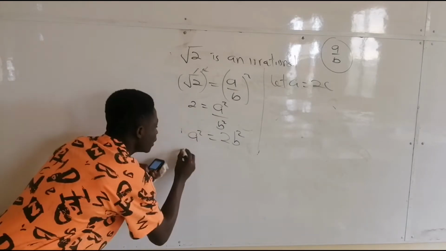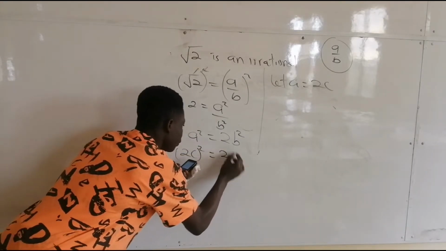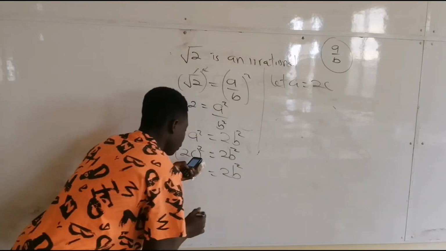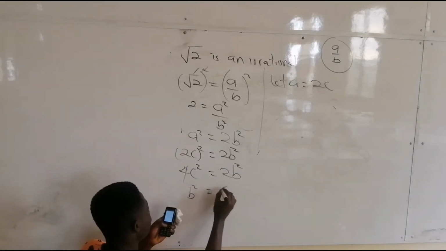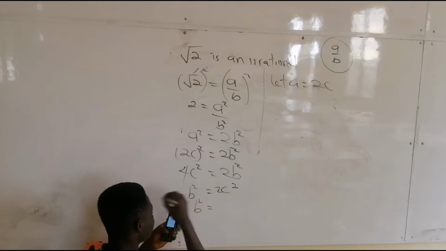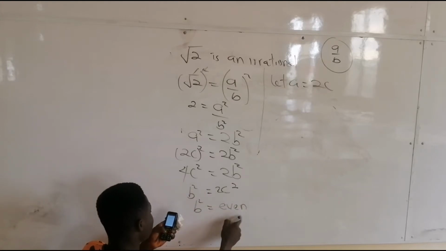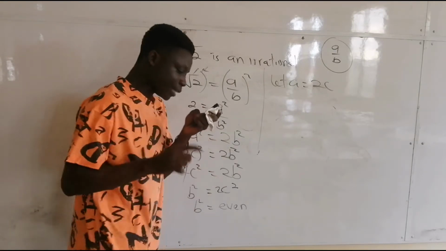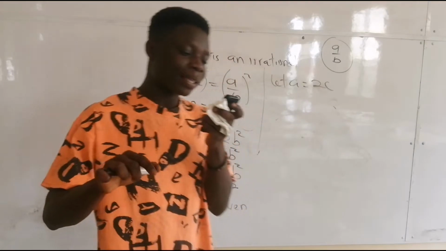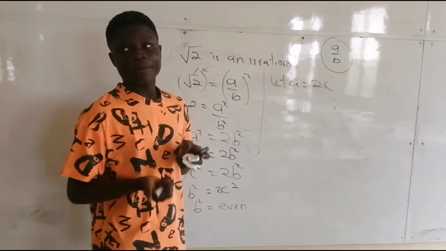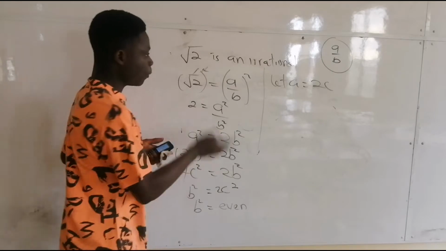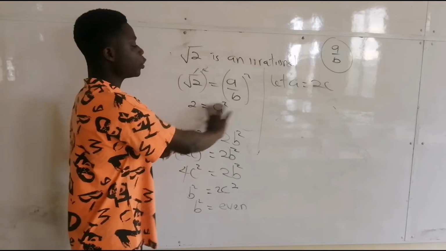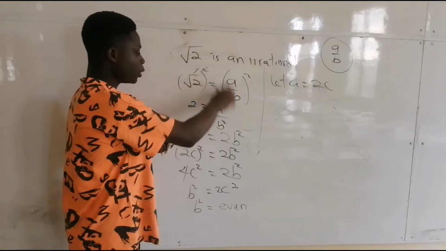2C. So if you put that in, 2C squared is equal to 2B squared. So you're going to get 4C squared is equal to 2B squared. Therefore, B squared is equal to 2C squared. And since B squared is an even number, B is an even number. So that's right. Since A is even and B is even, it implies that A over B is not in the least form. Right, so first you make an assumption that this is a rational number, which can be expressed as A over B, where B is not equal to 0, then you simplify, and you get this.